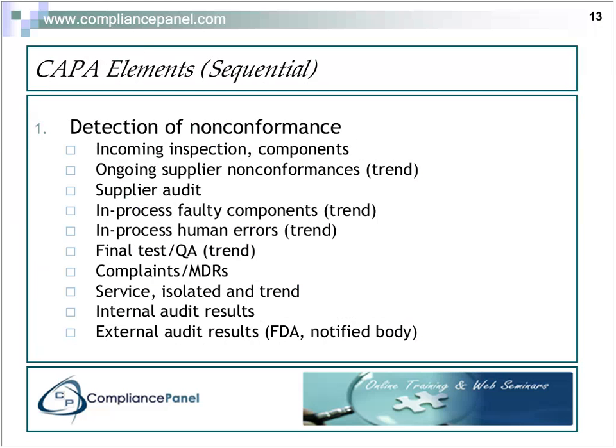This is the list that I use. What you'll see here is that some areas are trend-based, and I have put the word trend in parentheses. Some are more isolated-based. In other words, starting from the top, incoming inspection of components, we tend to do CAPA on an item-by-item basis, or at least we review it.